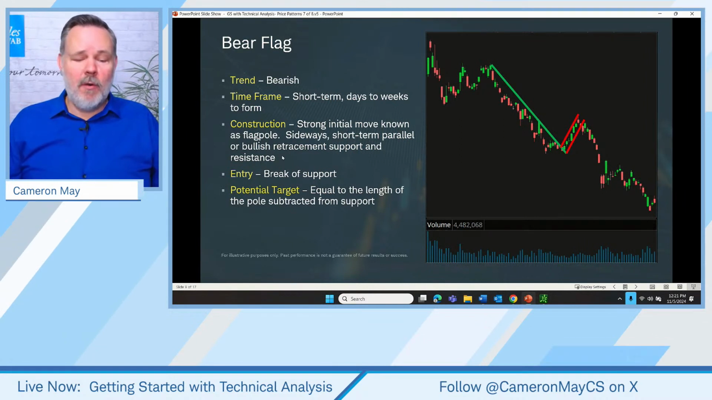So if it does, maybe the trader plans for a bearish entry as we break down out of the flag pattern going downward. So what's the entry? A break of the support. The support in this case being this upward sloping red channel. If we break down out of that, there's our entry.